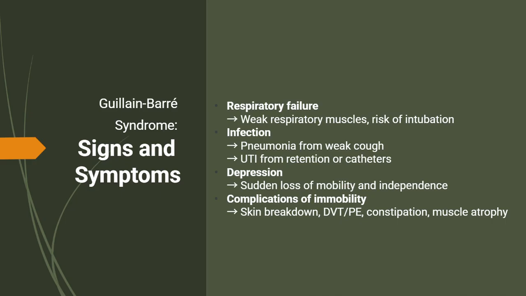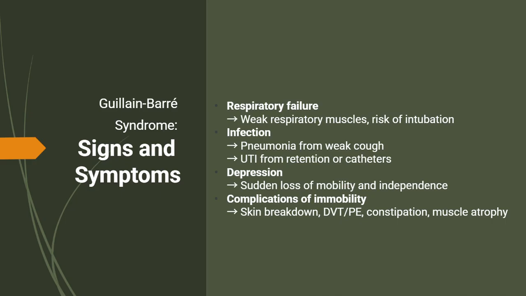The key difference from other neuromuscular disorders is that GBS patients are expected to recover, making early respiratory support especially important. Next, these patients are at high risk for infection. Because of immobility and weakened cough effort, they may not clear their airway well, which increases the chance of pneumonia. Urinary retention or use of urinary catheters may lead to urinary tract infections.